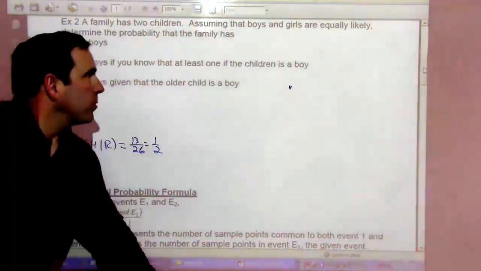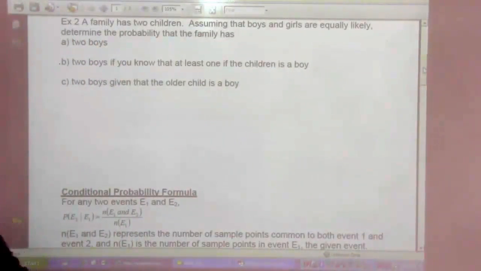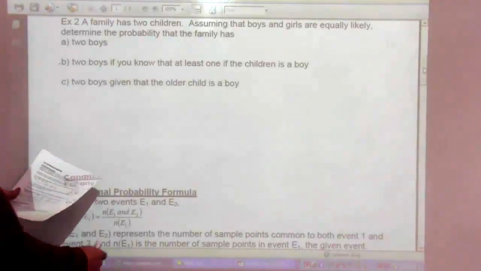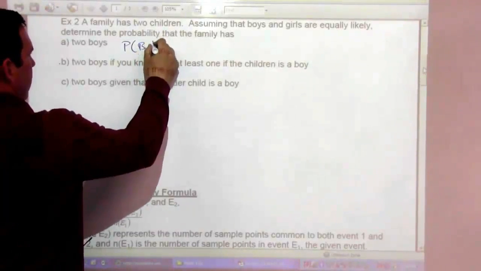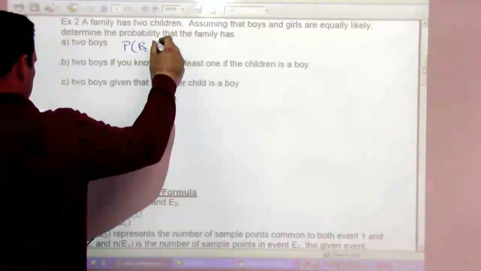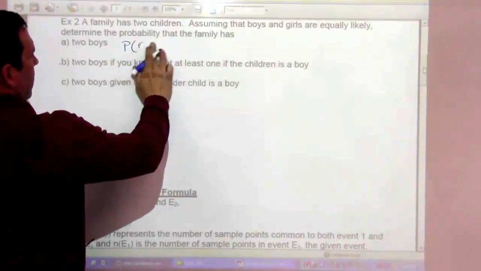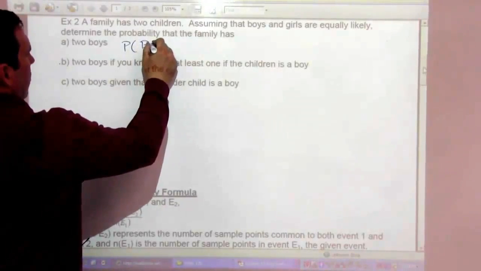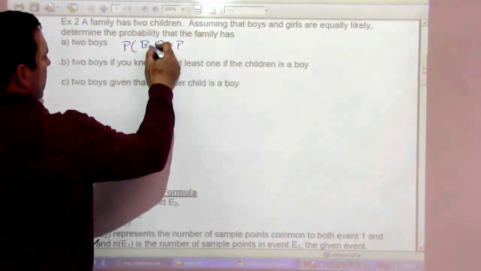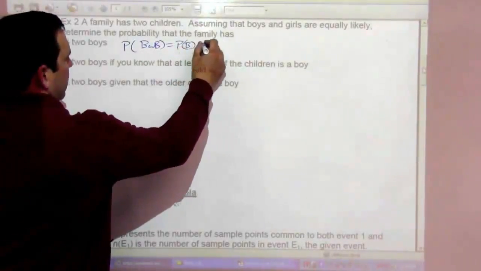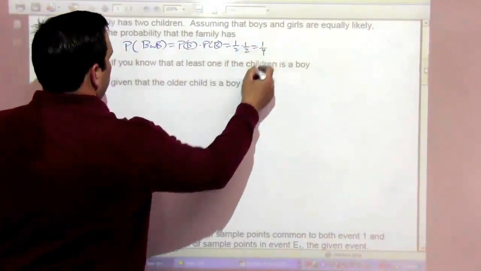A family has 2 children. Assuming that boys and girls are equally likely, 1/2 each probability, determine the probability the family has 2 boys. So this is the probability of boy for 2 given boy in the first case. Now I think we can just call this probability of boy. It's probability of boy and boy. Probability of boy times probability of boy. 1/2 times 1/2 is 1/4.